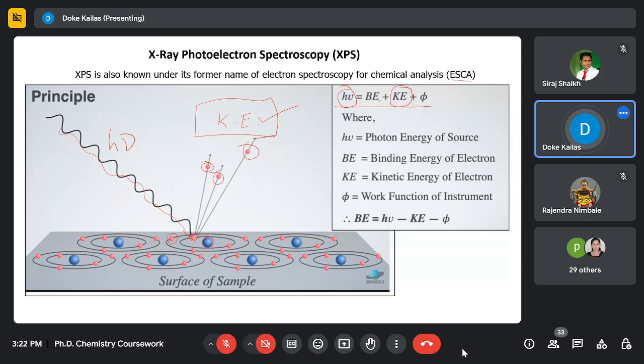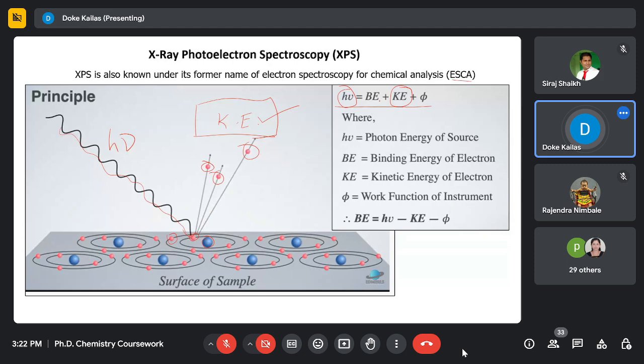So the kinetic energy of the electron, by classical mechanics, you are familiar with the famous equation: half into mass into square of the velocity. We get the kinetic energy of the electron. So the electron reaches towards the detector or analyzer, and the kinetic energy of the ejected electron is measured. What is the binding energy?